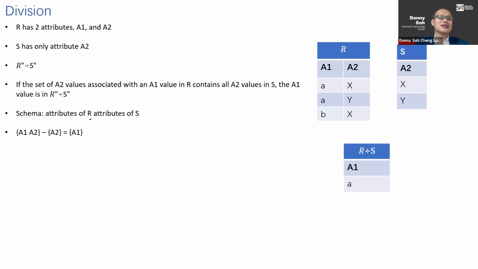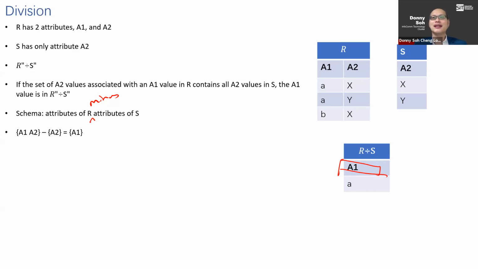I think there's a missing minus attribute. I'll add that later on. So R has A1, A2, and S has A2. When I divide, I will only be left with A1, because we would not end up with the attribute that S has.